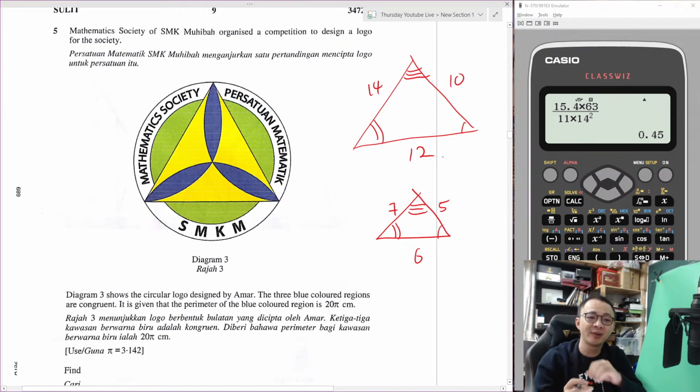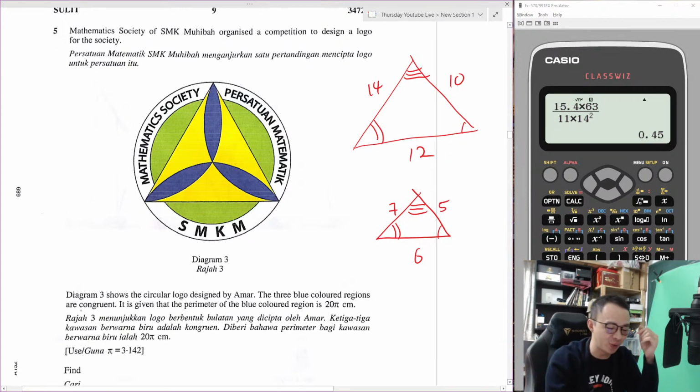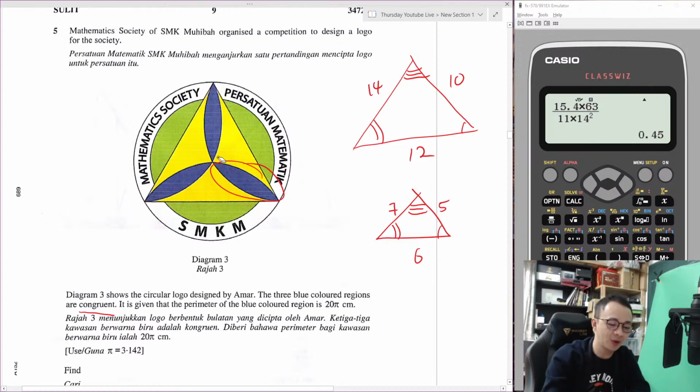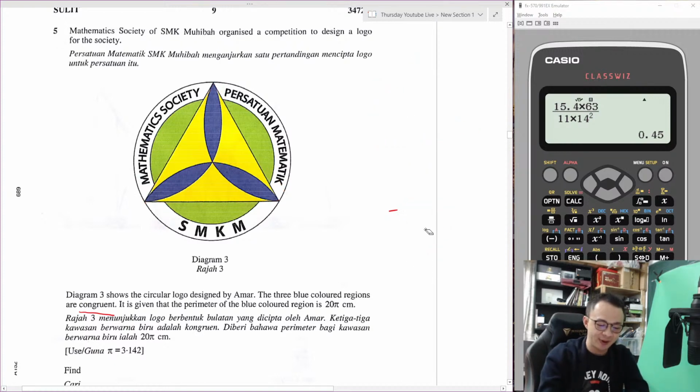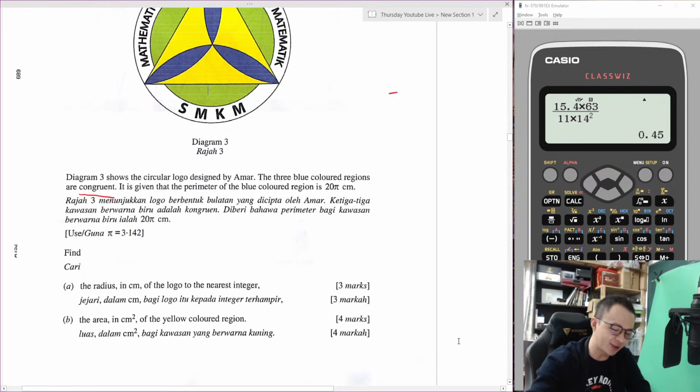So congruent, nothing much to explain, means exactly the same. It's just the mathematical word they use. Basically they are saying these 3 blue color regions have exactly the same area. They are congruent. Then they say it is given that the perimeter of the blue color region is 20 pi. A asks me to find the radius, and then B asks us to find the yellow color region.